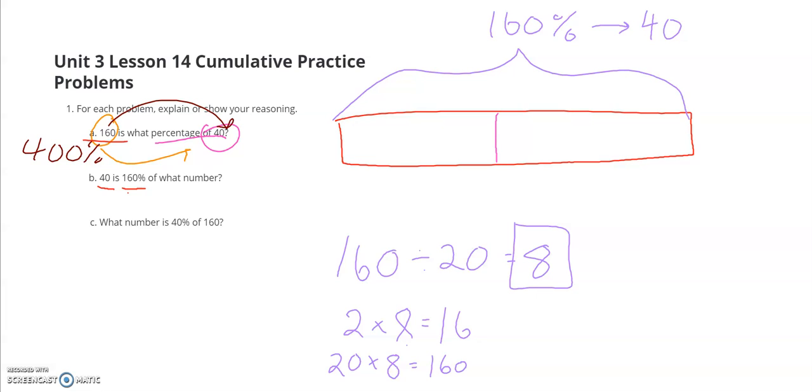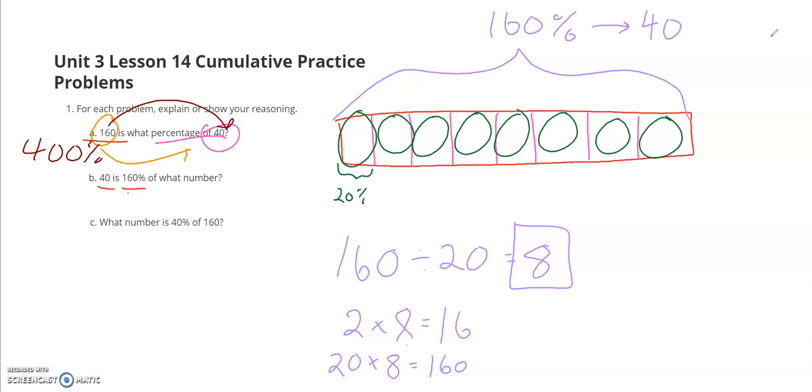I'm going to split it in half. I'm going to split that in half. And then I'm going to split these in half. Now I have 4 pieces on that side. I'm going to split this piece in half and this piece in half. So now we have 8 pieces. Each of them are going to represent 20%. So we have 20, 40, 60, 80, 100, 120, 140, 160. The whole thing is 160%.